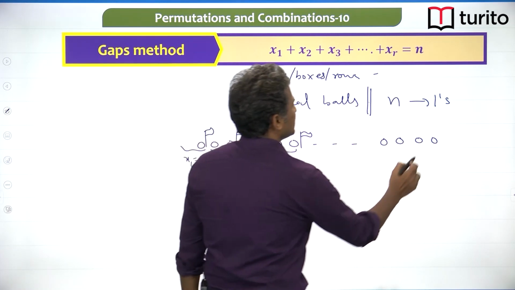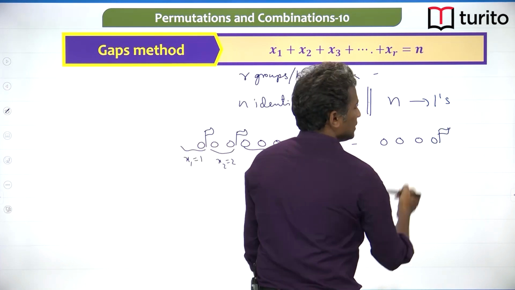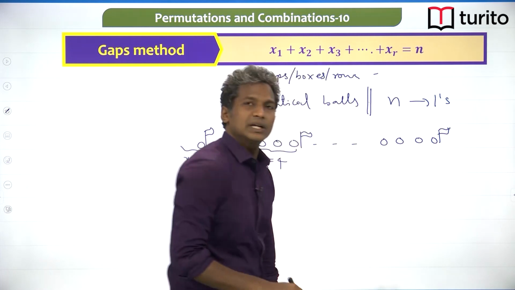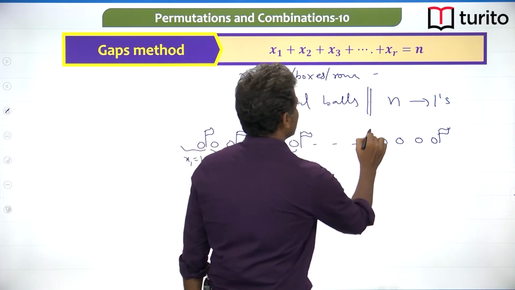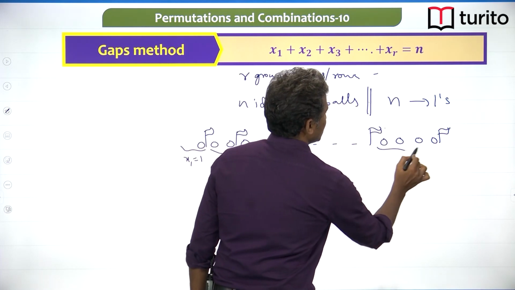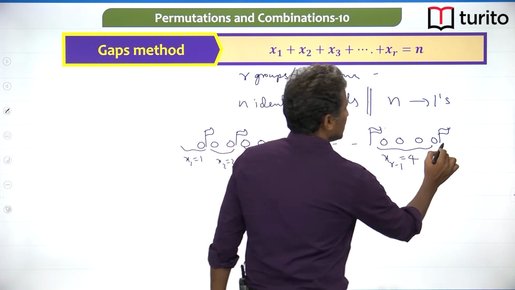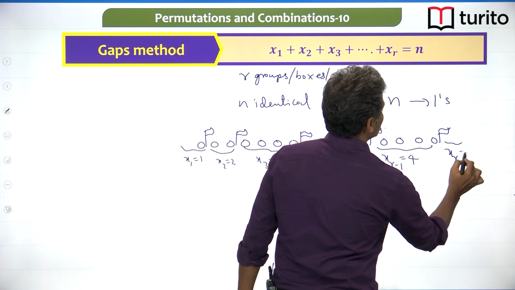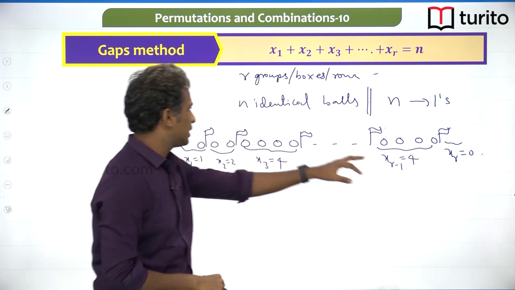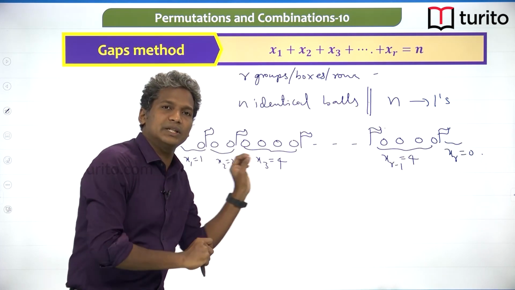Now let's say there is one flag here. Now after this, how many balls are there? There is only one ball, okay. So let's say there is one more flag here. So this is our x(r minus 1), it should be 4, and here x r should be 0, okay. So this way we can understand the main idea of these flags.